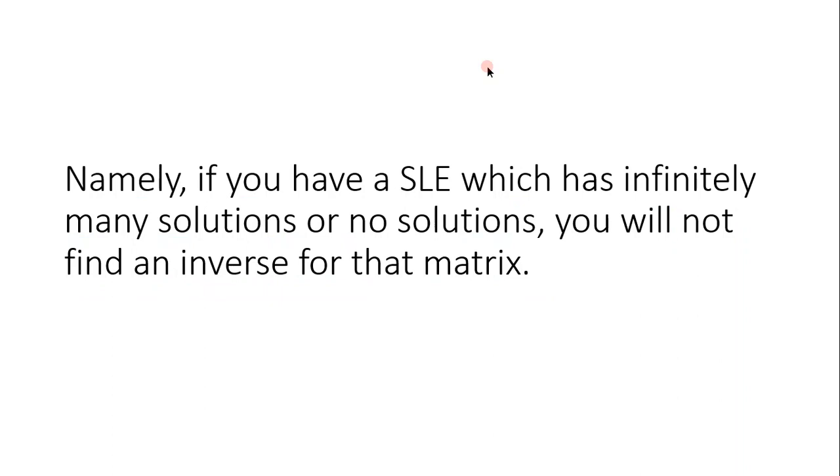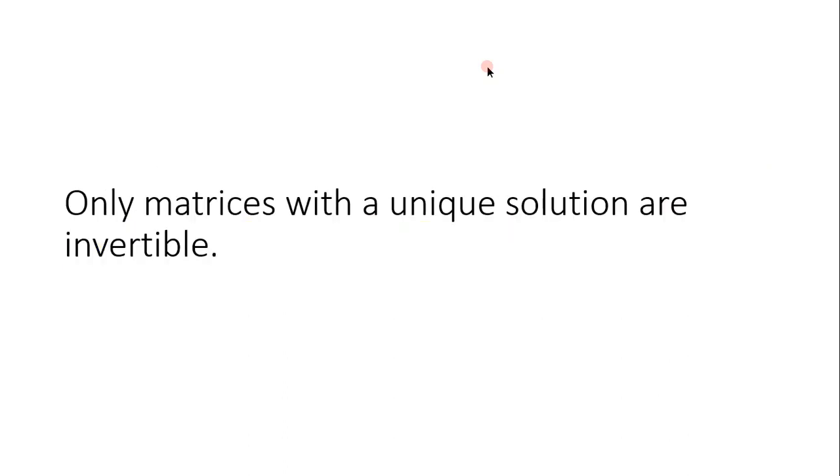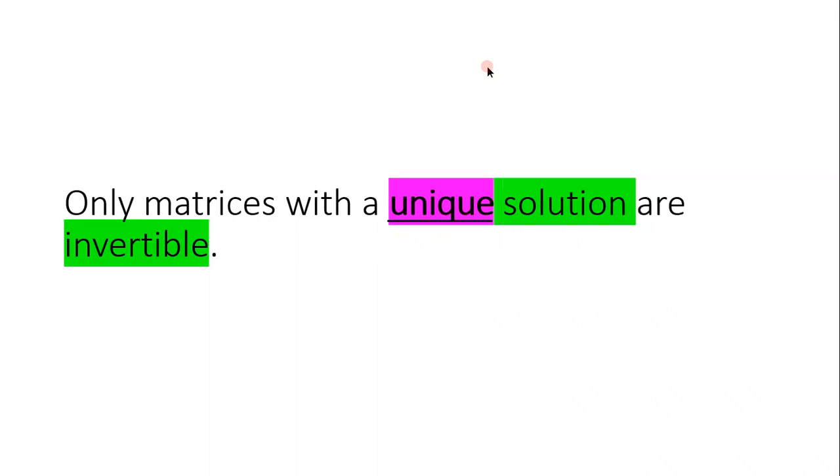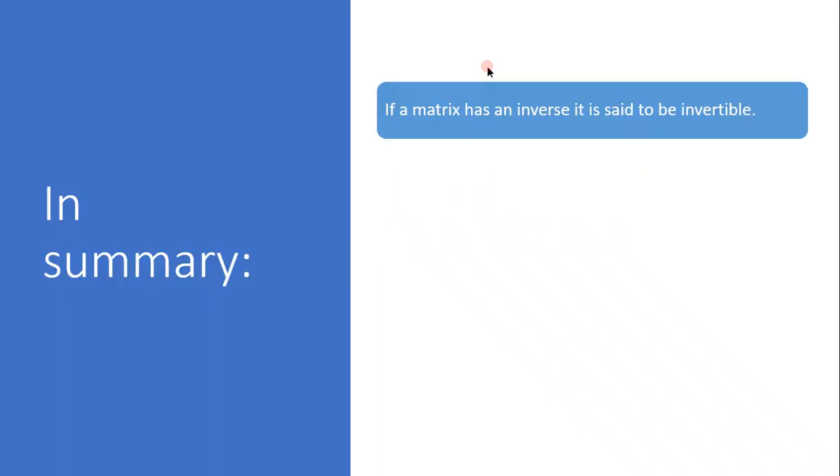Namely, if you have an SLE which has infinitely many solutions or no solutions, you will not find an inverse for the matrix you create for that SLE. This is important. Only matrices with a unique solution are invertible. That is, only matrices with a unique solution are invertible. If you remember anything from this video, remember that only matrices with a unique solution are invertible. You got it? Okay, good.